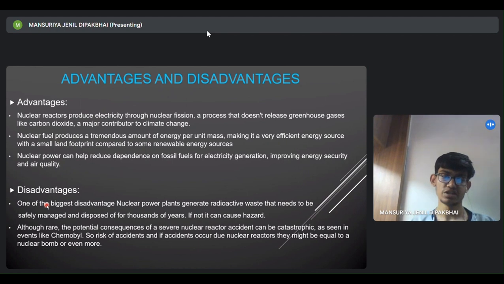Disadvantages. One of the biggest disadvantages is that nuclear power plants produce radioactive waste, which, if not disposed of properly, can cause hazards like we talked about before. And there are various potential threats, like if K is greater than 1 and the reactor becomes supercritical, then there can be a nuclear blast like that of Chernobyl.